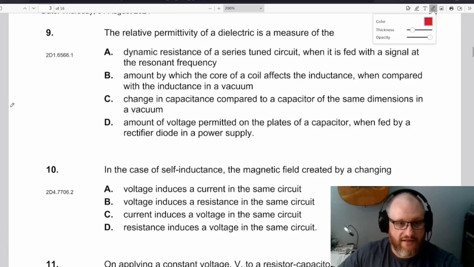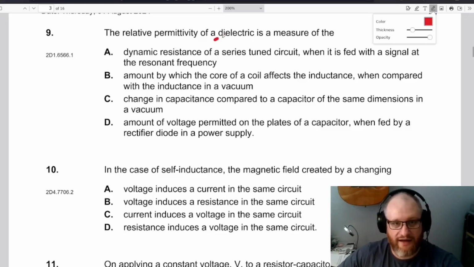We're looking at the full mock examination number 1, version 1.6, and we're up to question 9, which is: the relative permittivity of a dielectric is a measure of the A, dynamic resistance of a series tuned circuit when it's fed with a signal at the resonant frequency, B, amount by which the core of a coil affects the inductance when compared with the inductance in a vacuum, C, change in capacitance compared to a capacitor of the same dimensions in a vacuum, or D, amount of voltage permitted on the plates of a capacitor when fed by a rectifier diode in a power supply.